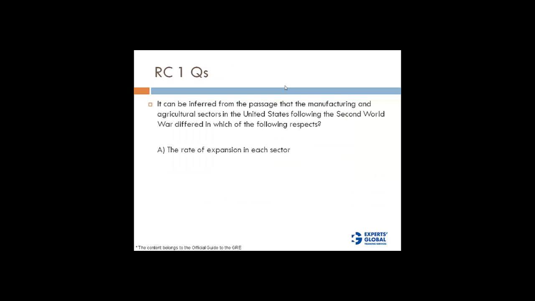So let's look at the options. The rate of expansion in each sector. Are we talking about the rate? Not necessarily. We're talking about the rising employment of women in the agriculture sector, whereas decreasing employment of women in the manufacturing sector. So this is not a correct answer.